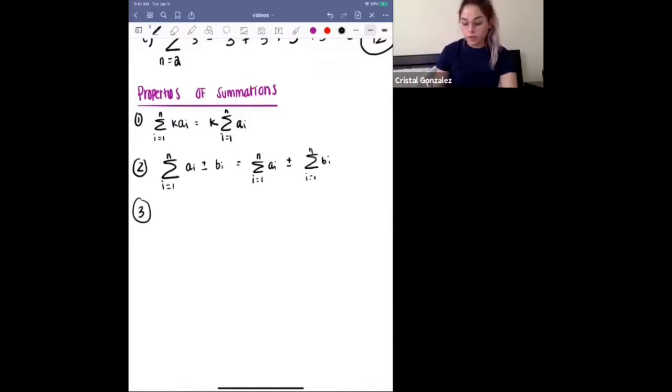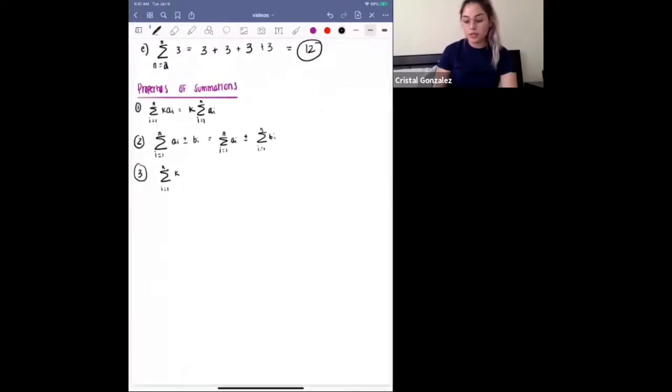And now property 3 is the one that has to do with example E. So if you have the sum from i equals 1 to n of some constant k, similar to what we had here, and here I'm starting it at 1 so that you can clearly see the property, this will equal n times k. That makes sense because if we look back at this example, we iterated through it 4 times and our answer was 12. So basically up here, we ended up with 3 times 4, however many times we iterated through it, and our constant was 3.